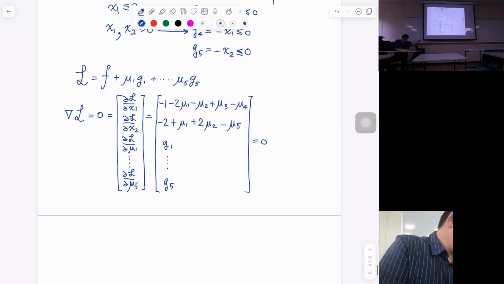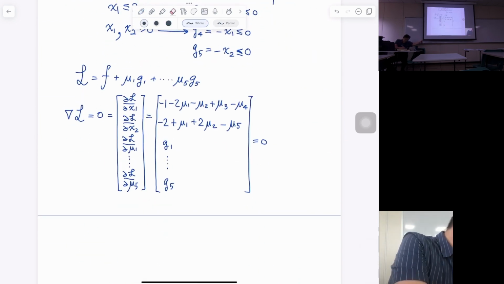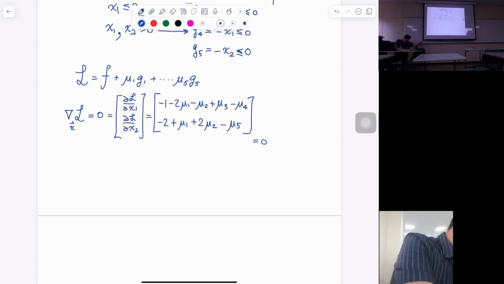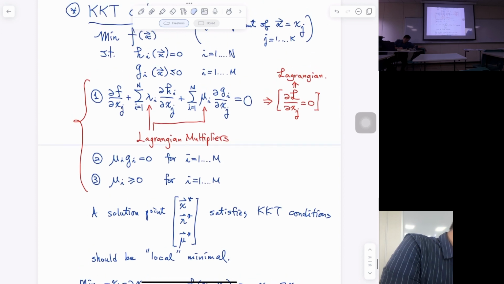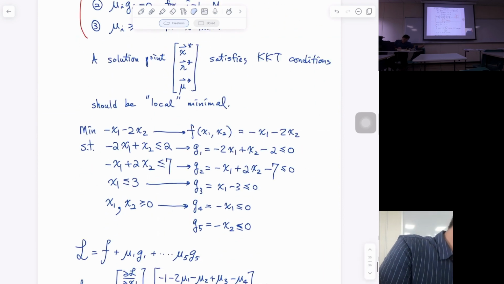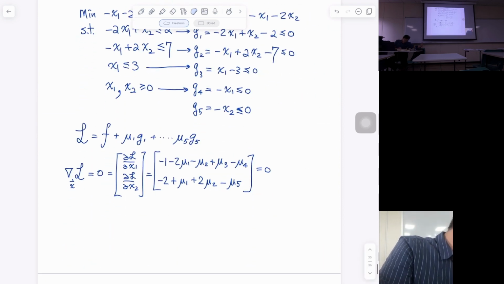Sorry. We don't need the following. So just these two. Only the partial derivative with respect to x. Because this part doesn't involve the partial derivative with respect to the Lagrange multipliers, you don't need to. Okay, so only these two.